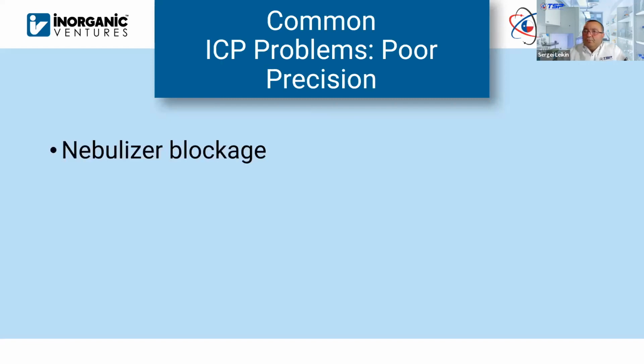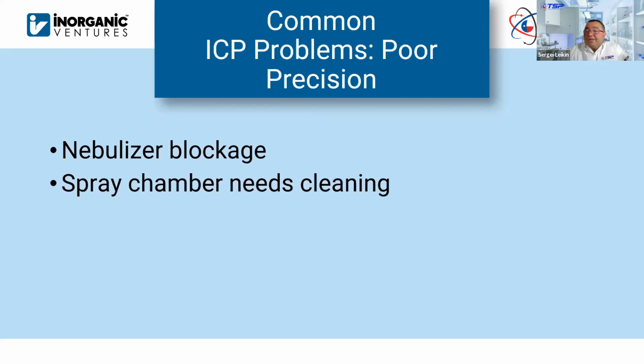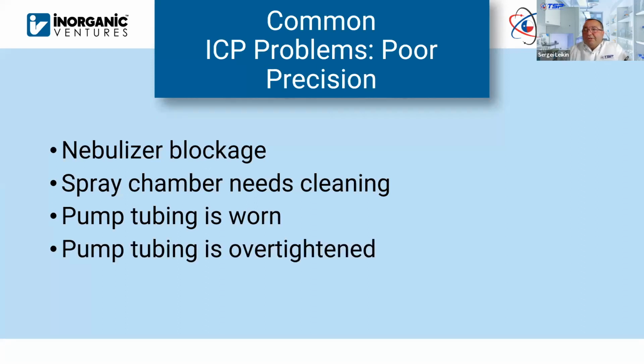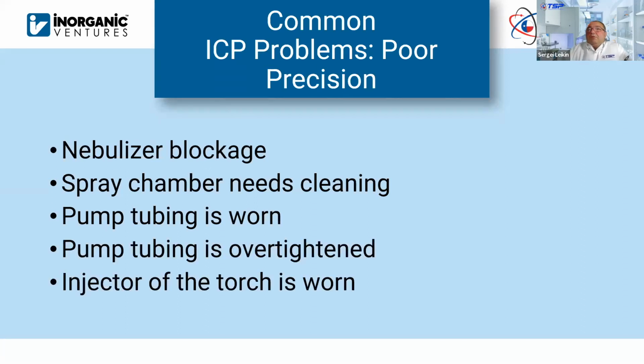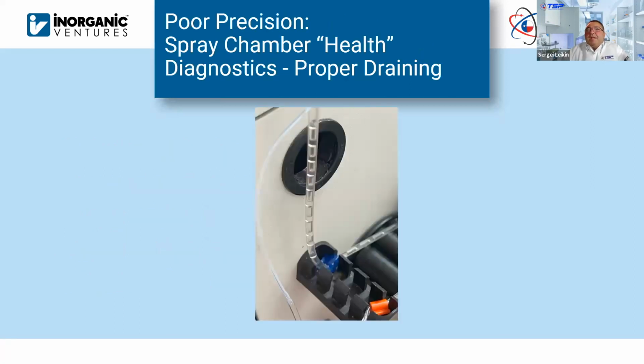Now we're moving to the next common problem, which is degradation of precision. Of course, it can come from nebulizer blockages. It can come from a contaminated spray chamber. Your tubing may be worn or overtightened, or the injector of the torch is in bad shape.